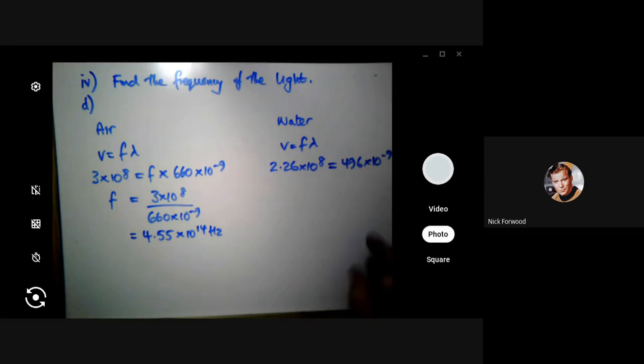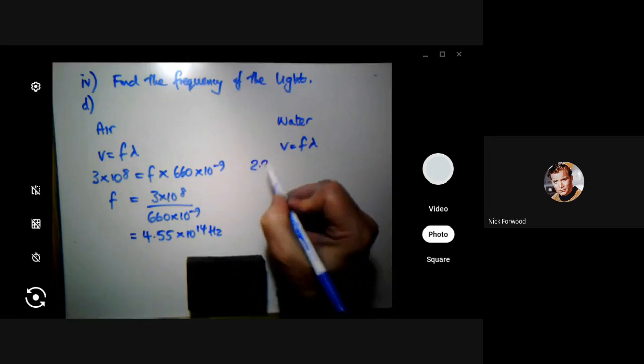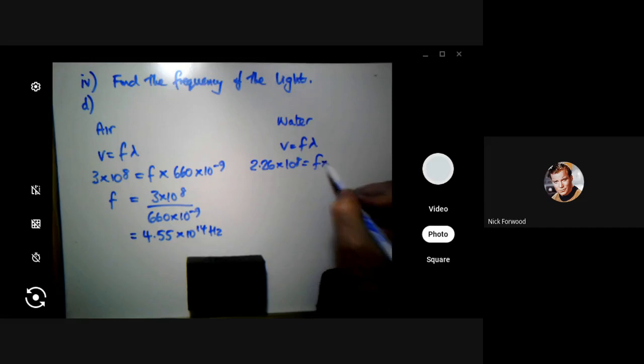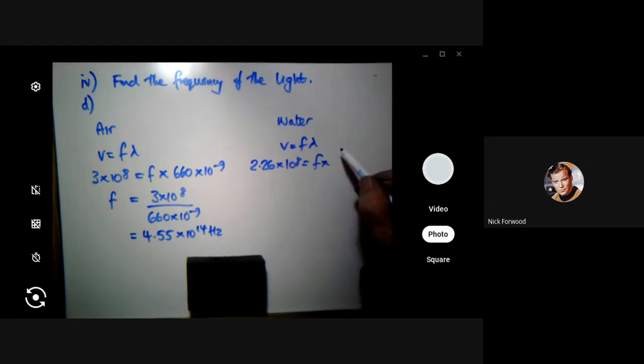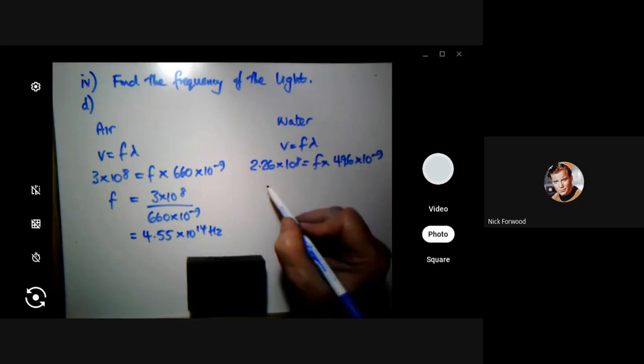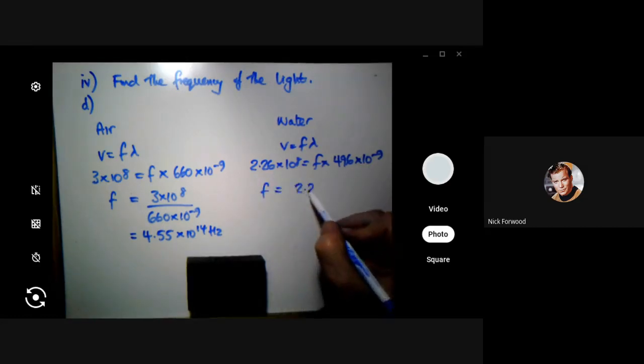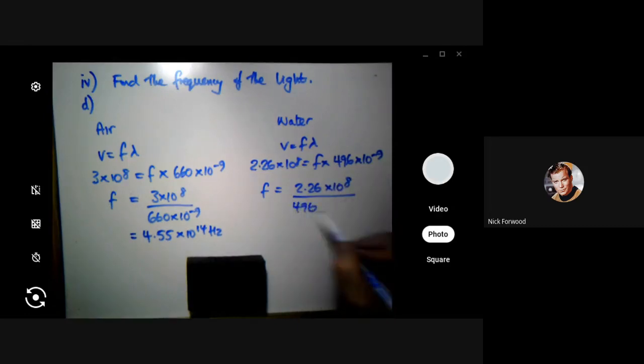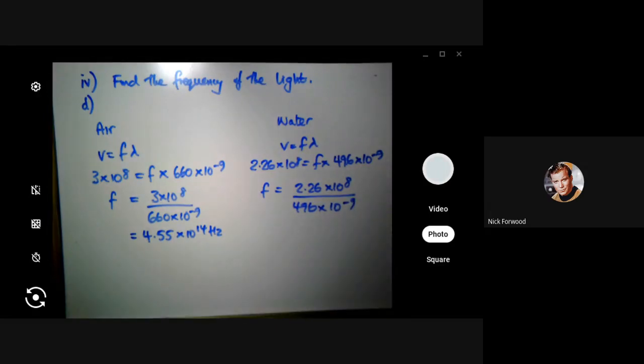And I've left out my F. That was a bit of a mistake because I haven't got room. 2.26 times 10 to the power of 8 equals F times 496 times 10 to the negative 9. And then we can rewrite F is 2.26 times 10 to the power of 8 divided by 496 times 10 to the negative 9. And if you do that, then you get exactly the same answer, hopefully.